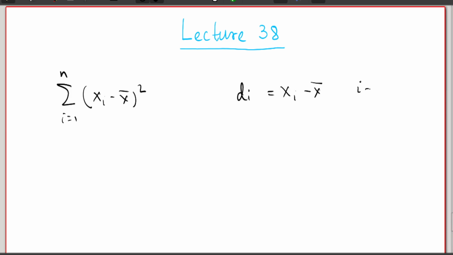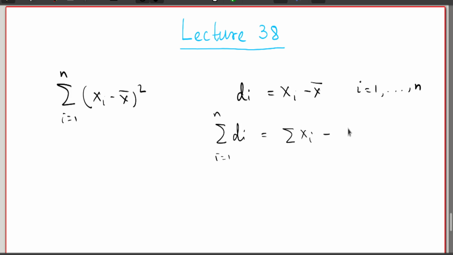How many di's are there? There are n di's. Now the question is: how many of these n di's can I choose freely? Notice, what is the value of the summation of di, i equals 1 to n? That will be 0, because it is nothing but the summation of xi minus n times x bar, which is nothing but n times x bar minus n times x bar. That's why this quantity is 0.